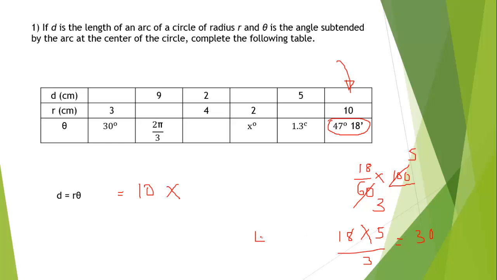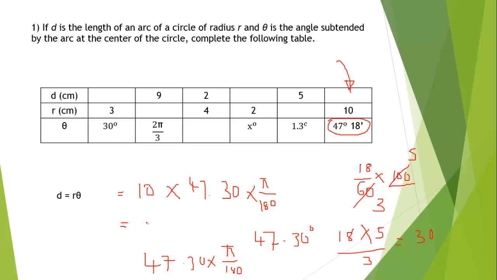So now we can write a decimal number in degrees. So 47.30 degrees is the angle. Now converting this angle to radians gives us 47.30 times pi by 180. Then by substituting and simplifying the expression, we get 8.26 centimeters.